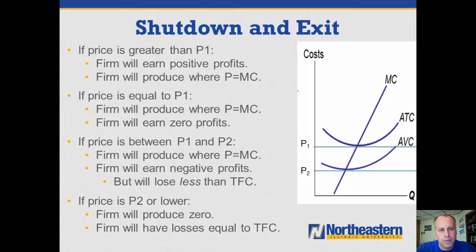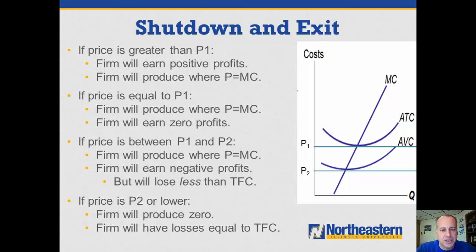At a price where, if the price is equal to P1, again, the firm produces where price equals marginal cost and earns zero profits. This is zero economic profits, not zero accounting profits. But the firm will earn zero economic profits. At a price between P1 and P2, firms again produce where price equals marginal cost. But here they're losing money. The price is not as high as average total cost, so they're not earning money.